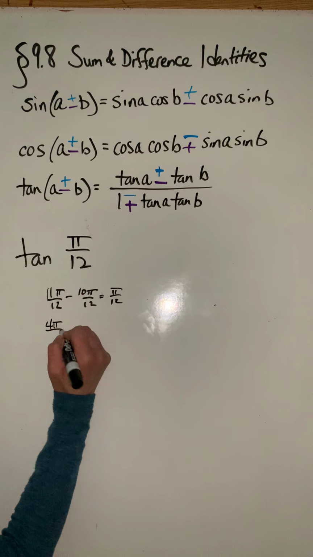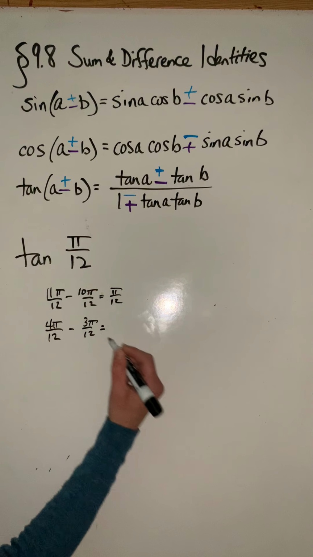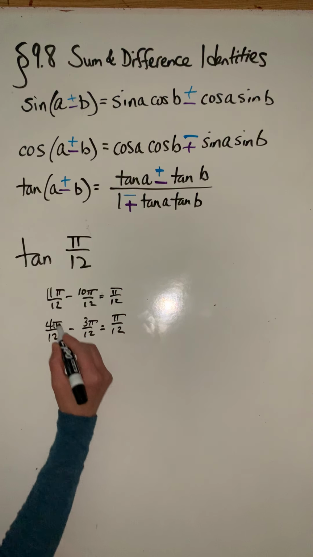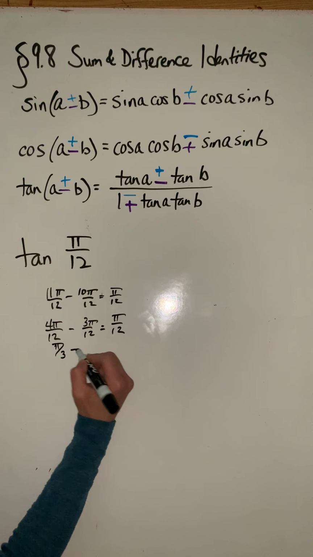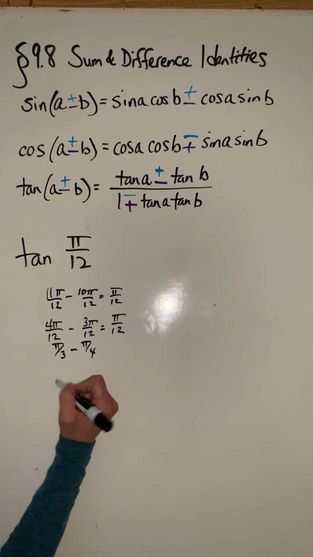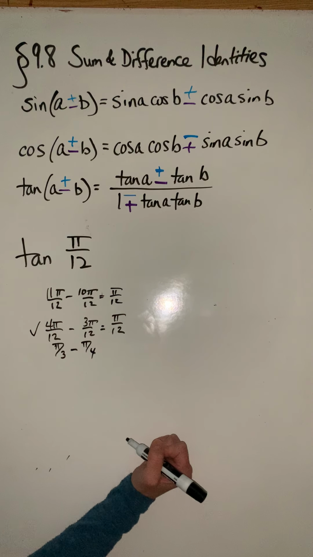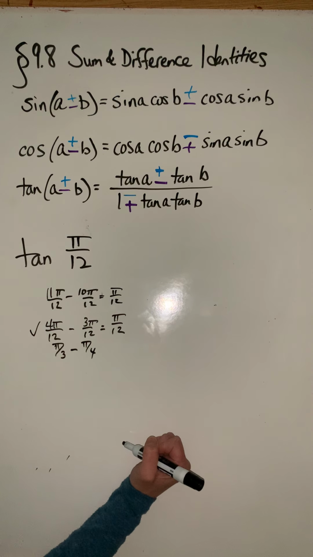So let's say, for example, we had 4 pi over 12 minus 3 pi over 12. Well, that's clearly pi over 12. And 4 pi over 12 is pi over 3. 3 pi over 12 is pi over 4, right? We know both of those. So this one would work. Is that the only one? It's not. Can you think of another one?